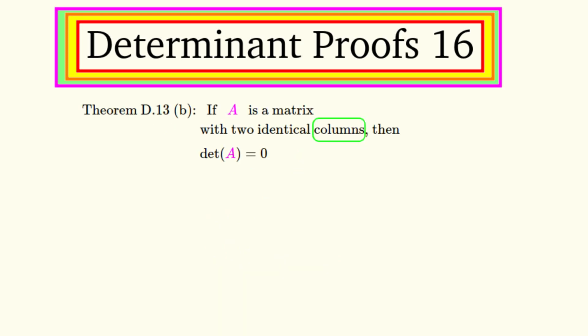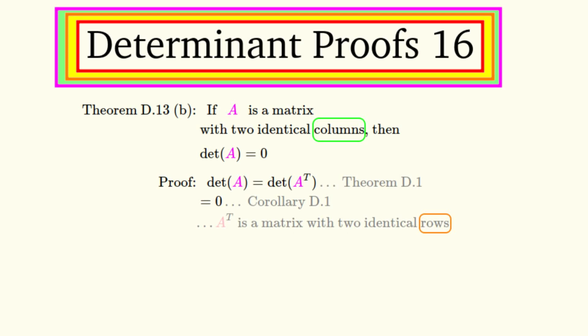Now to prove part B, that a matrix that has identical columns has a determinant of 0. We can invoke this determinant transpose theorem to get this result. Then we can invoke this corollary because the transpose of A has two identical rows. And that's it. We've proven this matrix to have a determinant of 0.